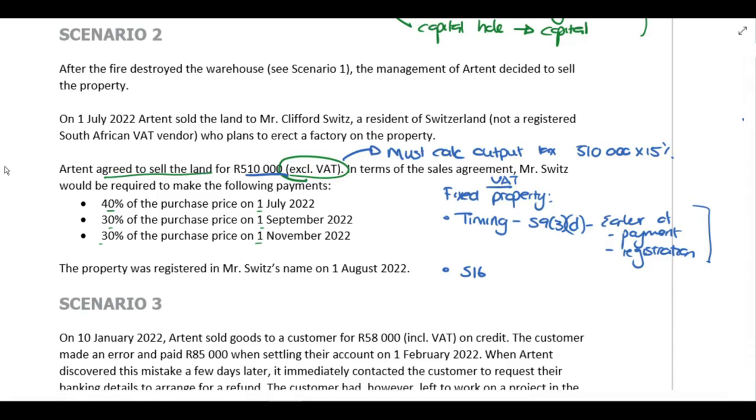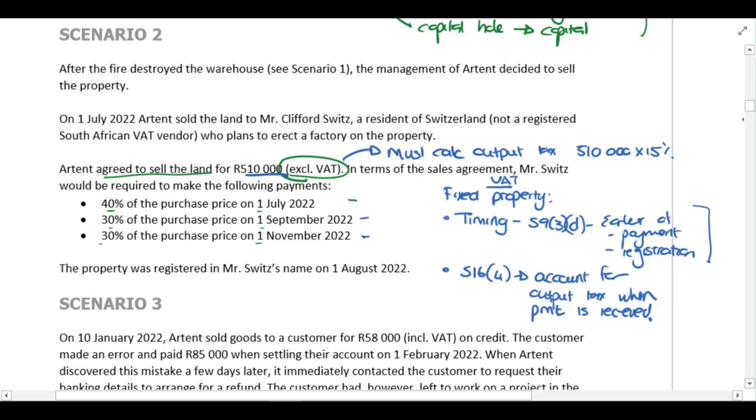Now, we often see section 16(3), which is when you purchase the fixed property. But in this case, we are not purchasing the property. In this case, we are selling the property. So section 16(4) says, account for output tax when payment is received. So on each of these dates, you have to account for output tax.